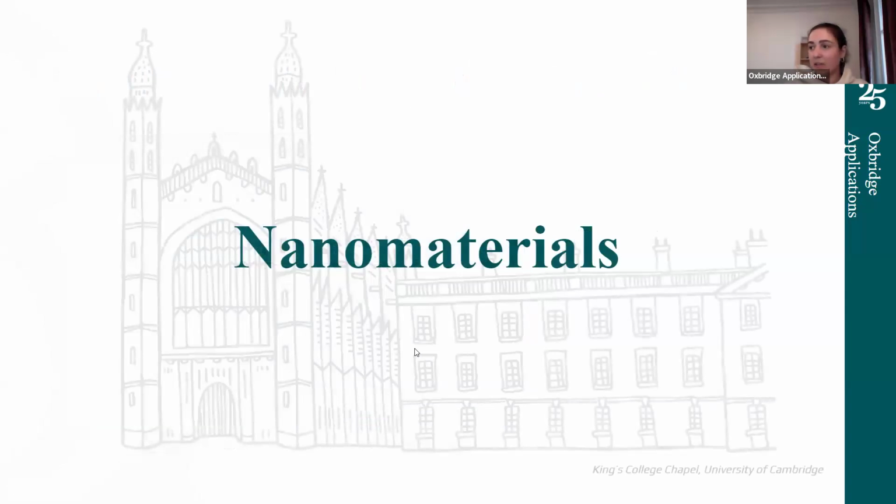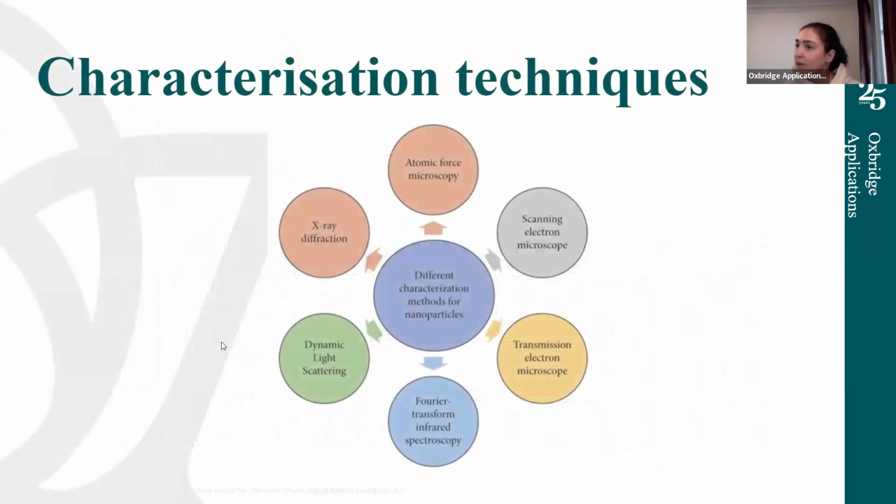So let's look at nanomaterials and think about the characterization and classification of nanomaterials. As we mentioned, we've looked at carbon nanotubes already, but we can also have many different types of nanomaterials as well, from graphene, as we talked about, to quantum dots, to polymeric nanomaterials, and so on. So first, let's think about the characterization techniques of nanomaterials.